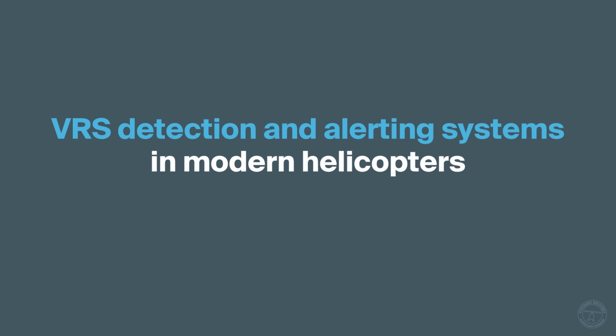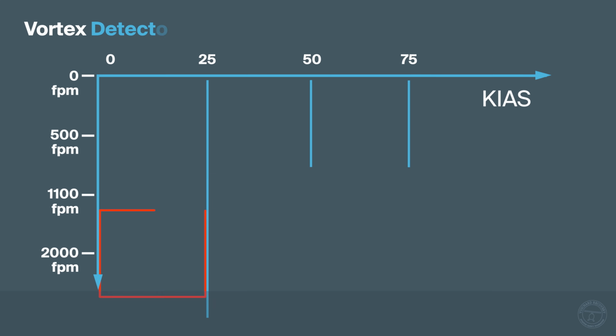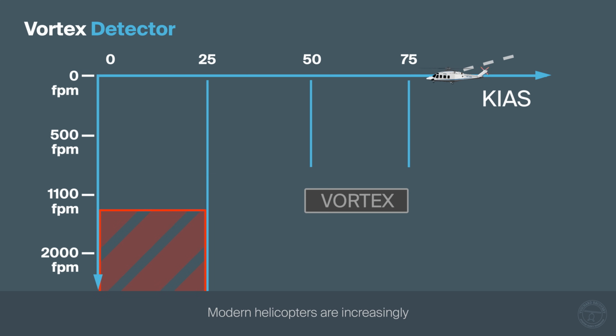Vortex ring state detection and alerting systems in modern helicopters. Modern helicopters are increasingly equipped with so-called vortex prediction systems that warn the crew, based on current airspeed and rate of descent, that the helicopter may enter the VRS danger area.